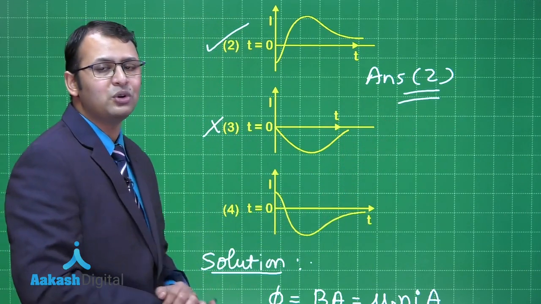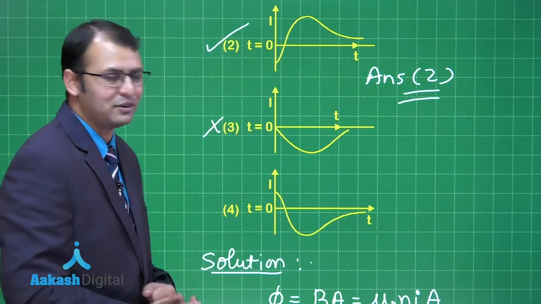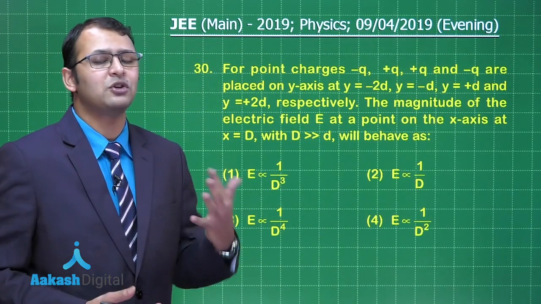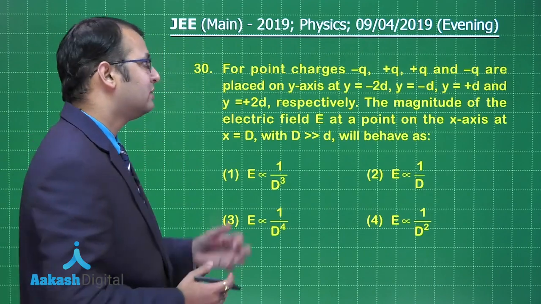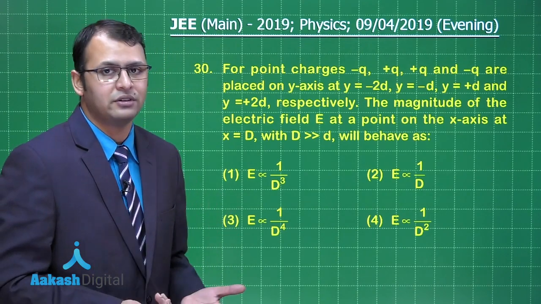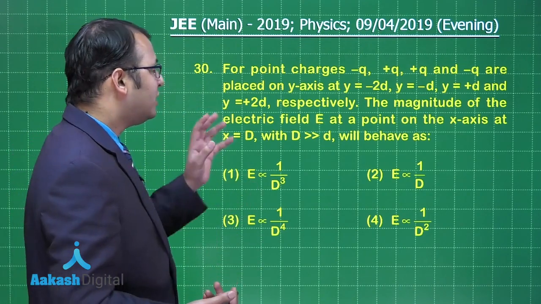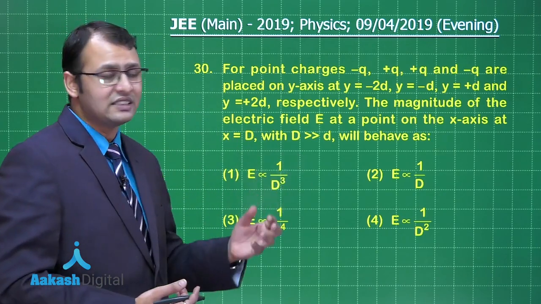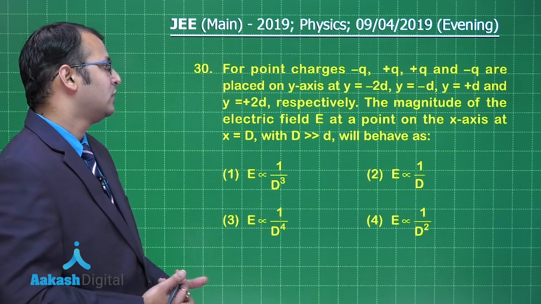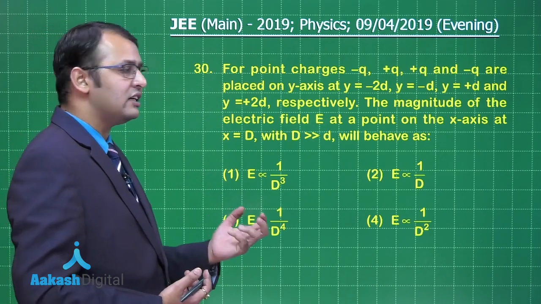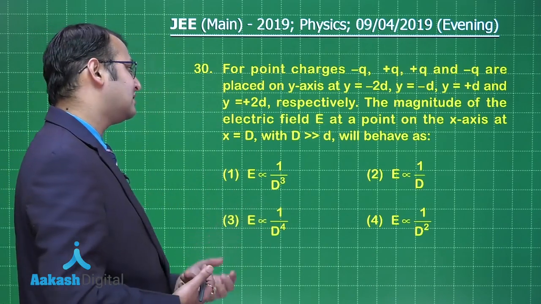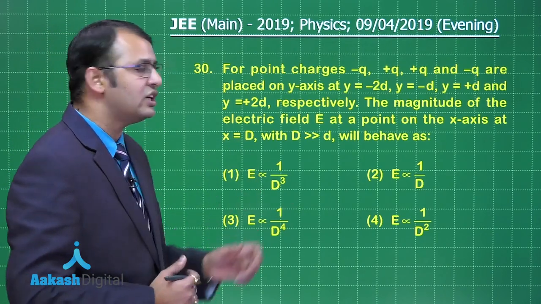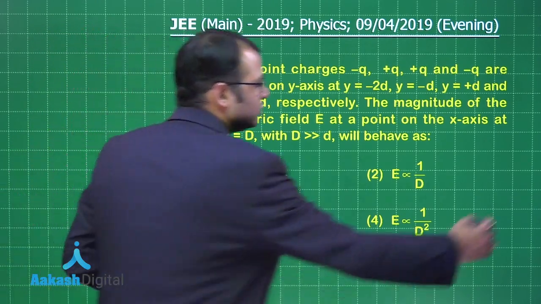Now let's move on to the last question of this paper. Now the question you see here belongs to the section of electromagnetism again, and it's a pretty simple question but a lengthy one, right? So four point charges minus q, plus q, plus q and minus q are placed along the y-axis at given positions. The magnitude of electric field E is to be found on the x-axis at a given position of capital D, where capital D is much greater than small d. Let's start with the solution.